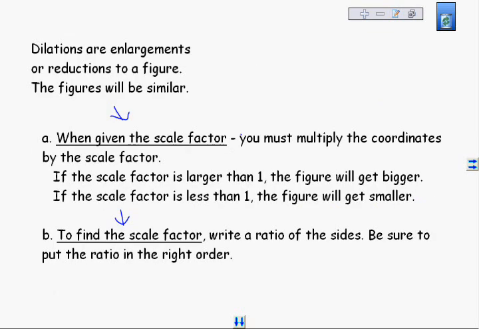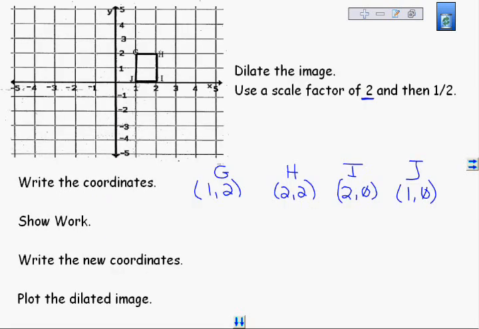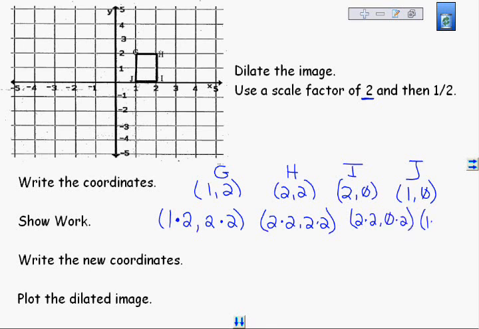So let's go back to our notes. How do you dilate with a scale factor? You multiply the coordinates, notice the S, that means all coordinates, by the scale factor. So we're going to take 1 and 2, X and Y, and multiply by 2. I multiply my X by 2 and I multiply my Y by 2. I'm going to do the same for H. Multiply both coordinates by 2. Take I, multiply your X by 2, multiply your Y by 2. Take J, do the same thing. Multiply your X by 2, multiply your Y by 2.